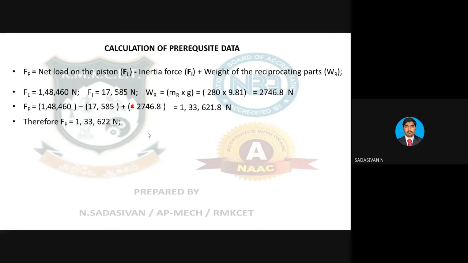So net load on the piston, piston effort, is 1,33,622 rounded off. Now I am going to start solving the questions in this problem. First question: first find phi. Sin phi equal to sin theta by n. Sin theta is 45, n is 4.5. So it is 0.1571. Do a sin inverse and find the value of phi. Phi equal to sin inverse of 0.1571. Try to solve for phi.